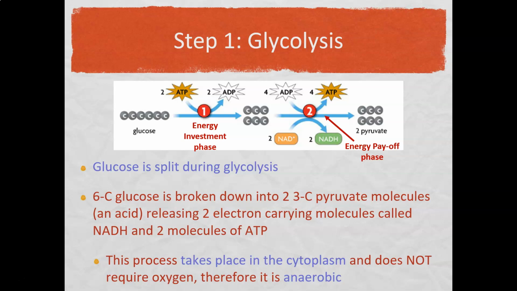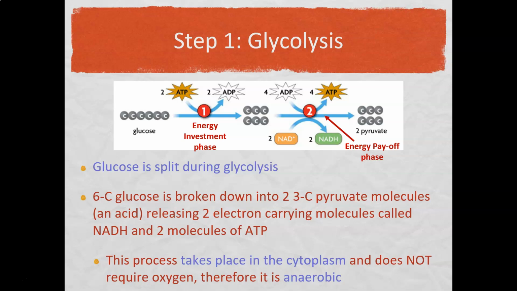4 ATPs out, 2 invested, and so I get a net profit of 2 ATPs that my cells can now go use somewhere else for some other process. Okay, so 2 investments of ATP, 4 payoff, and I end up netting, or I balance out 2 ATPs positive.